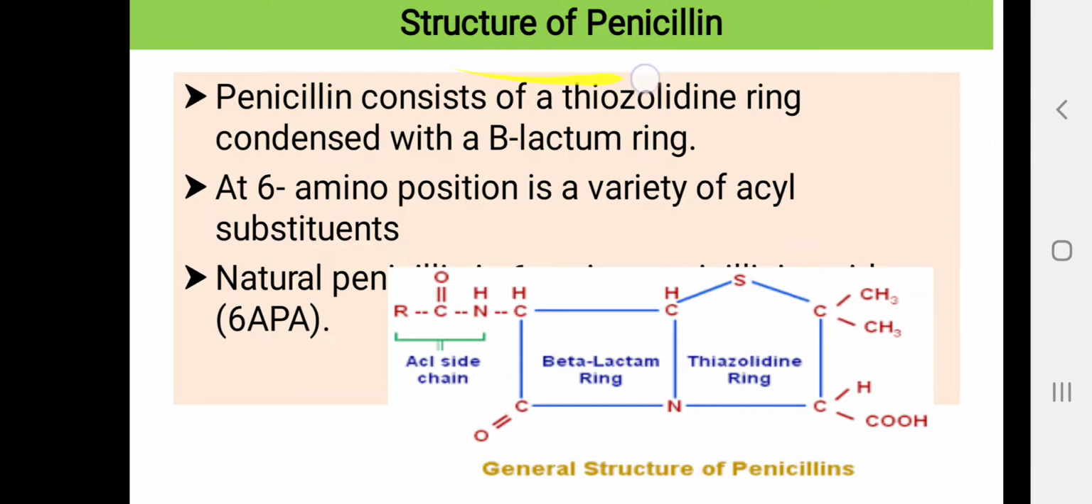Now let us look into the structure of penicillin. So as you see in the picture, penicillin consists of two rings. One is the thiazolidine ring, and this is condensed with the beta-lactam ring, and at the 6th amino position there are a variety of acyl substituents. Naturally occurring penicillin is 6-APA, that is 6-aminopenicillanic acid.